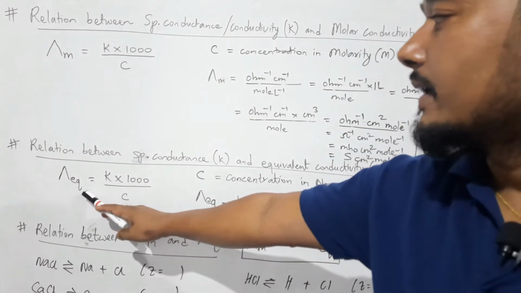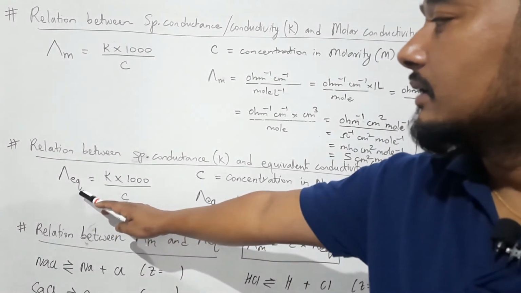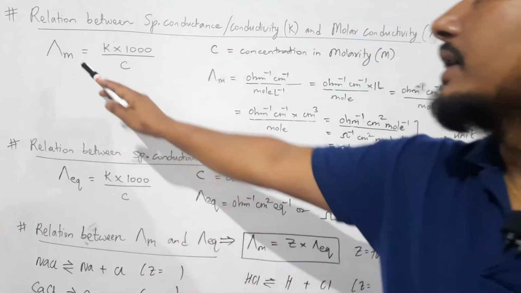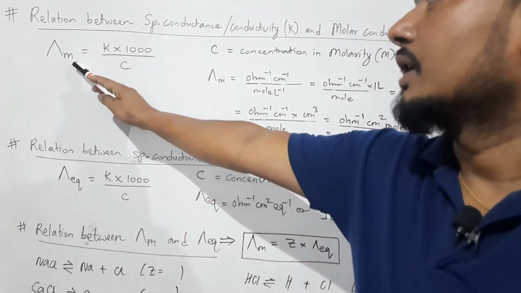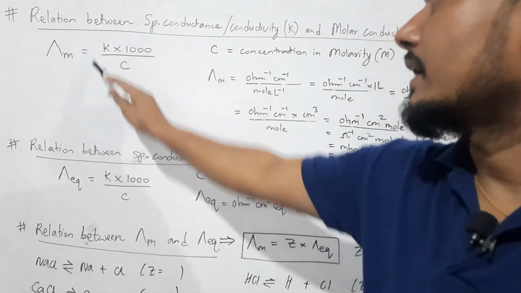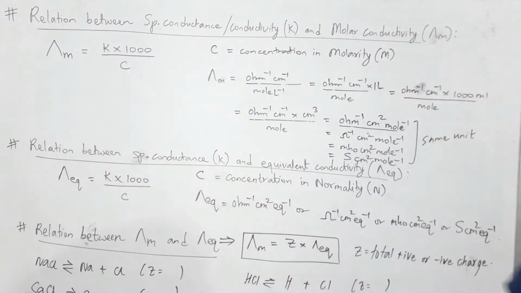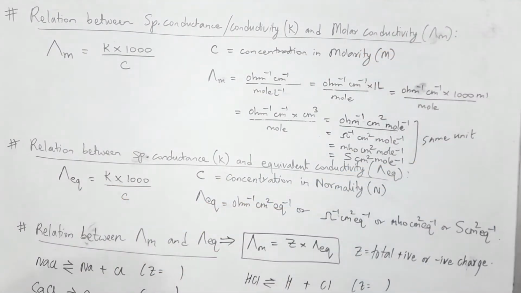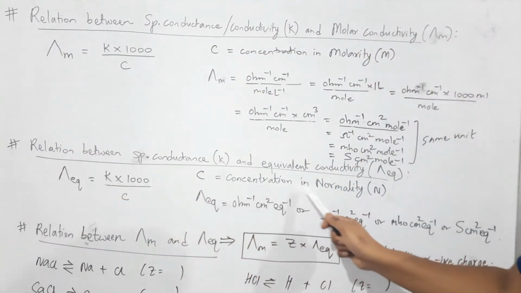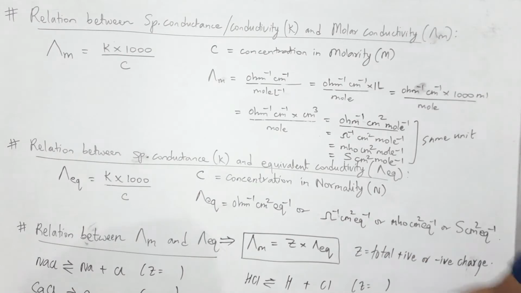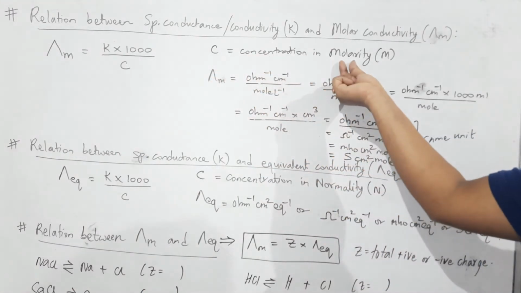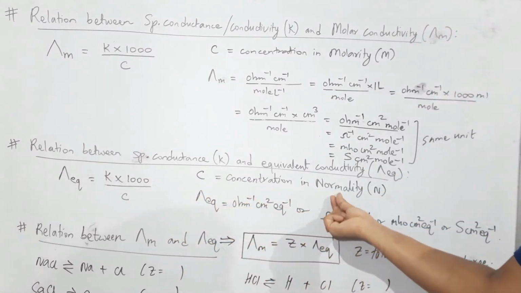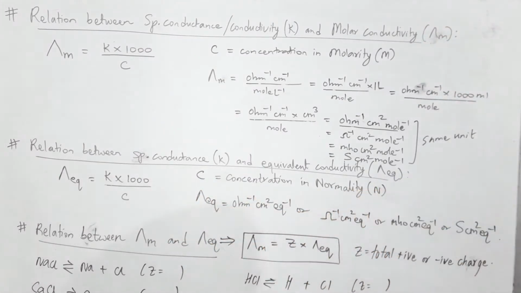So here also you are getting lambda EQ into kappa into 1000 by C. So here is M, but here is EQ: molar conductance, equivalent conductance, but the right hand side is the same. Now let us see what this means. Specific conductance, equivalent conductance, and here C means concentration in molarity, whereas here C stands for concentration in normality, represented by the symbol capital N.